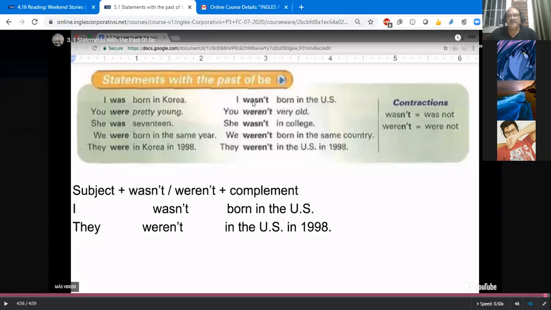Then in the negative form you say, I wasn't. So for I, he, she, and it, we're going to use was in affirmative and wasn't in negative statements. And when we talk about you in singular, we, plural, they, plural, and you in plural, we're going to use were in affirmative and weren't in negative. Okay? Can you tell me a sentence using I was about you?